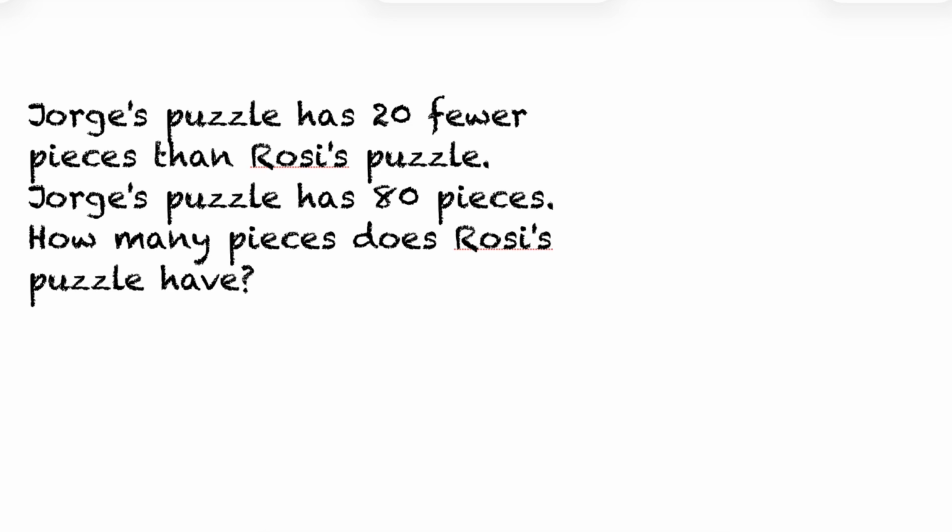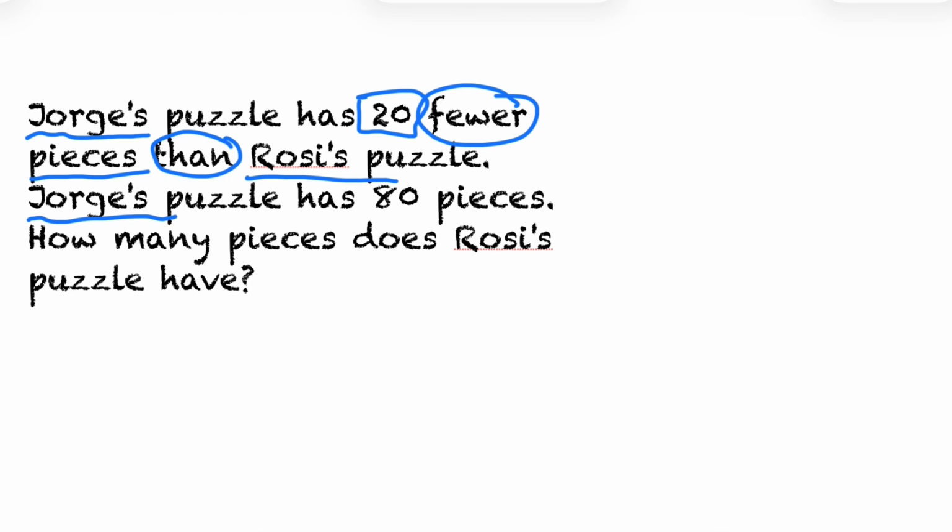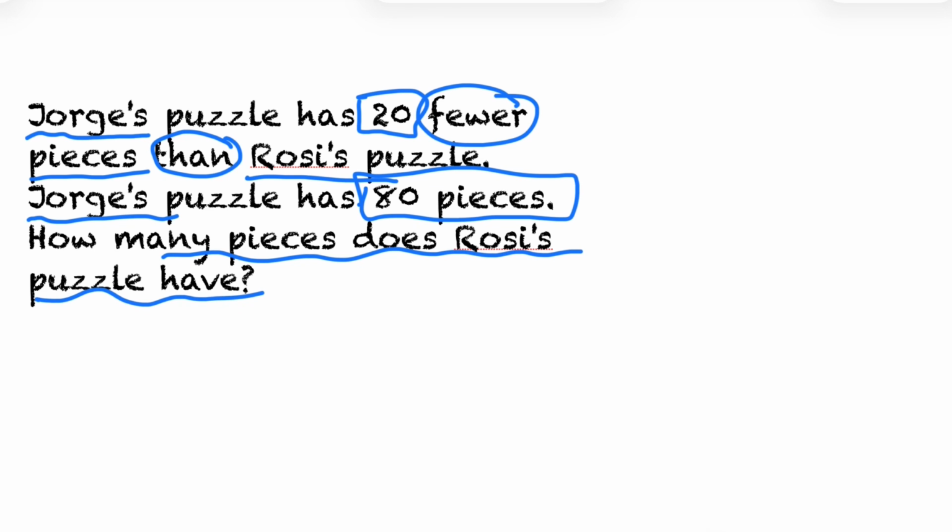So let's get ready to annotate to solve this. The story says that somebody named George has a puzzle that has 20 fewer pieces than Rosie's puzzle. So it's comparing George to Rosie. Next, we find out that George's puzzle actually has 80 pieces. So we know some information about George. Next, how many pieces does Rosie's puzzle have?